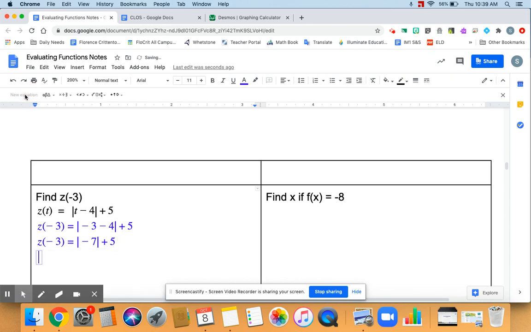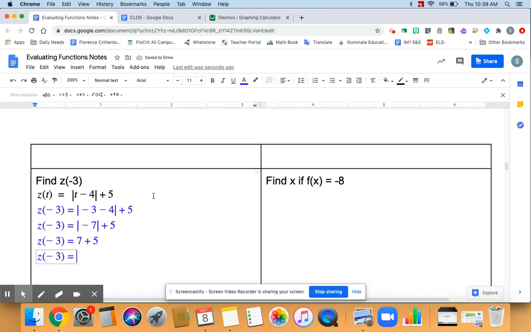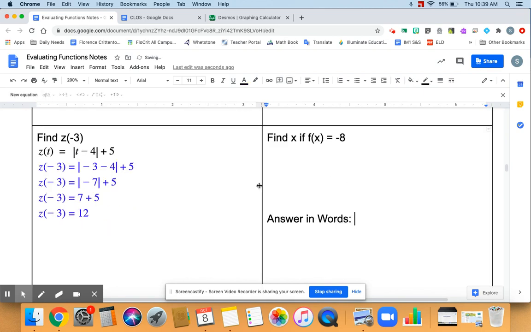So next, what do I do to that negative 7? What do the lines around it mean? It means to take the absolute value, which means to turn it positive. Since I turned it positive, the absolute value signs can go away. So finally, when I plugged in negative 3, I'm going to get out 7 plus 5 is 12. I'm not going to do answer in words for that one.